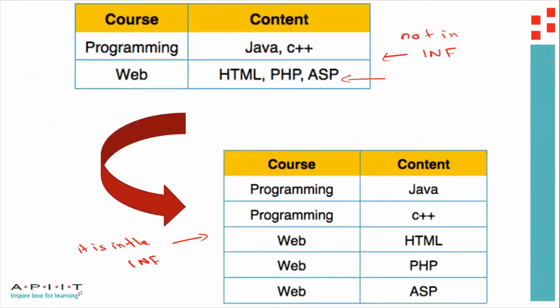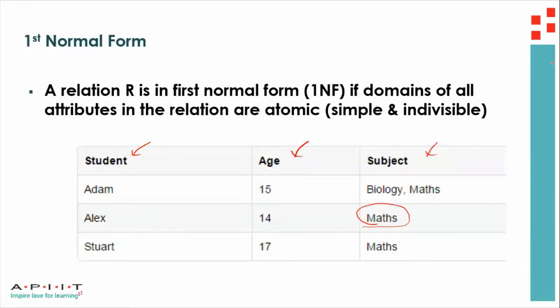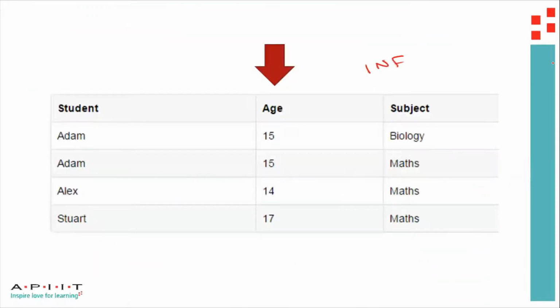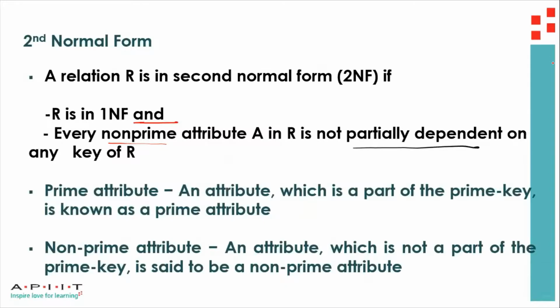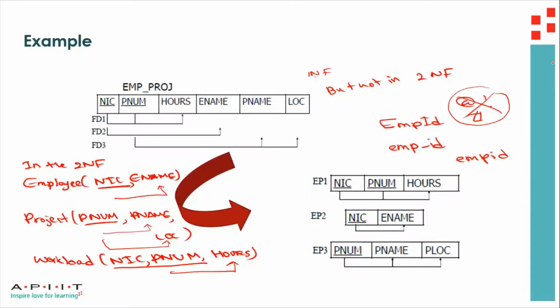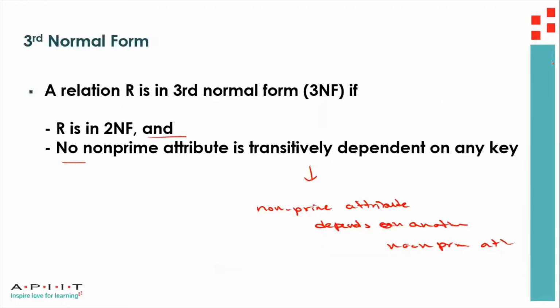First normal form is about atomic domains. You can't have any multi-valued domains. Those should be atomic domains. Second normal form means the relation should be in first normal form and cannot have any partial dependencies. Third normal form means the relation should be in second normal form and there cannot be any transitive dependencies. That's the idea. So is it clear up to that point? What do you think?